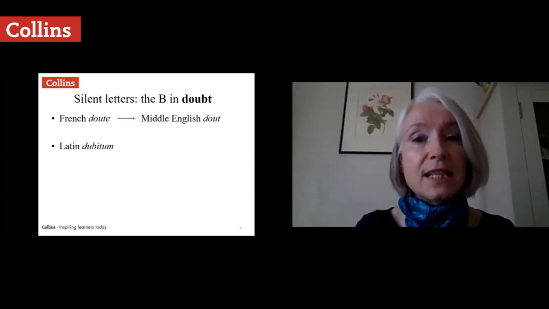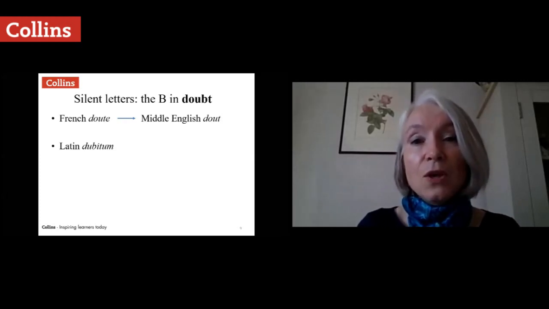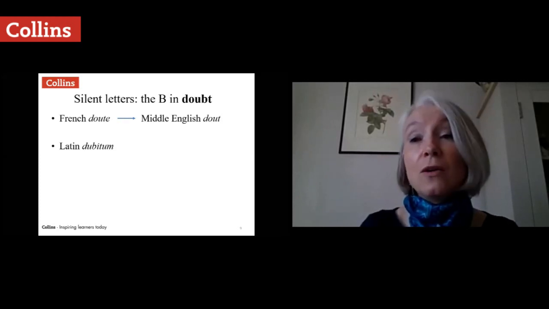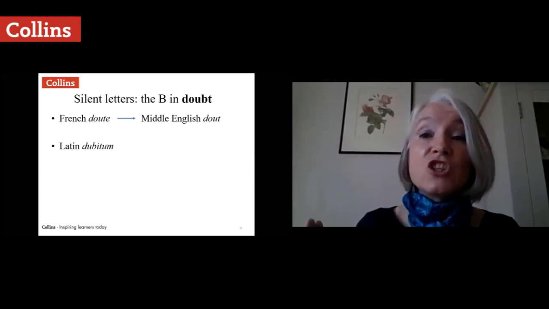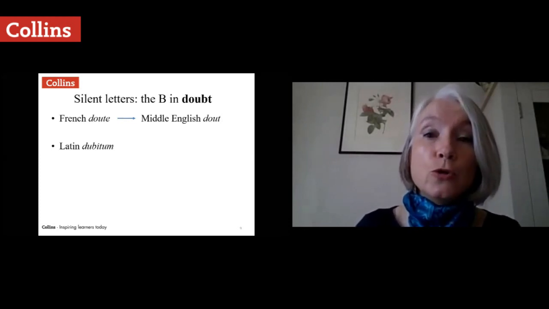And in the 16th century, those pesky spelling reformers tried to make some words in English look higher status. So they put the B in doubt to make the word look like the Latin word dubitum. English doubt actually comes from French doute. In Middle English, they would have said doute.